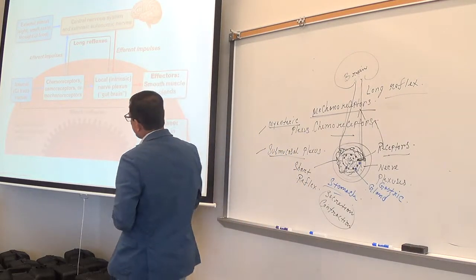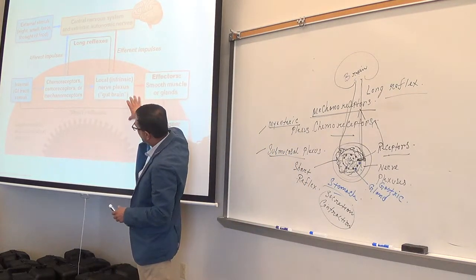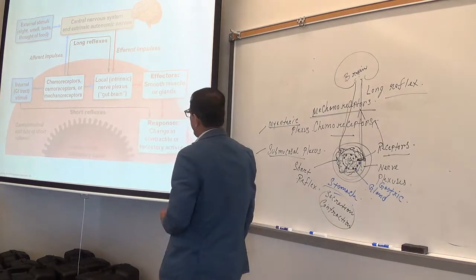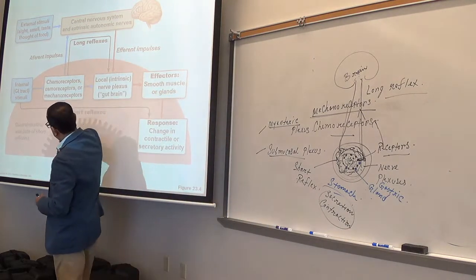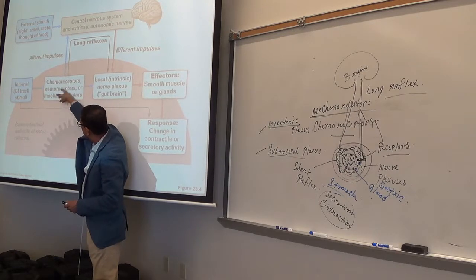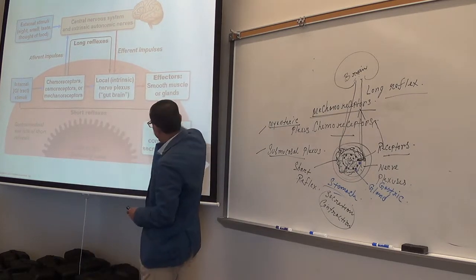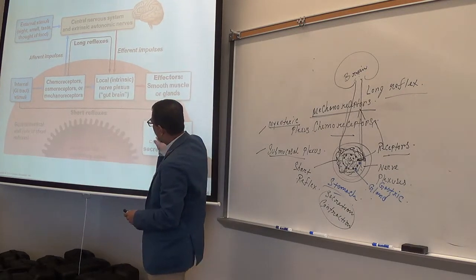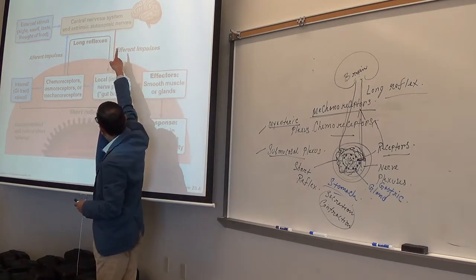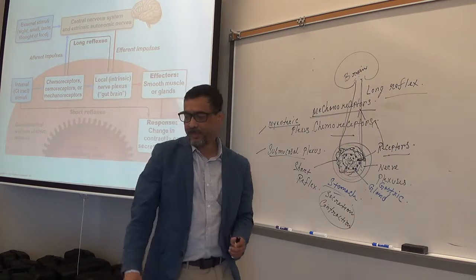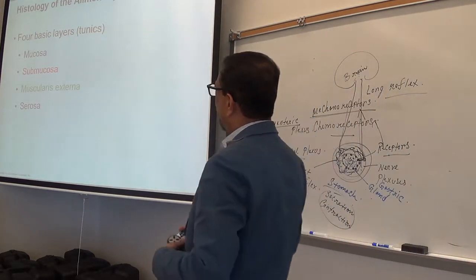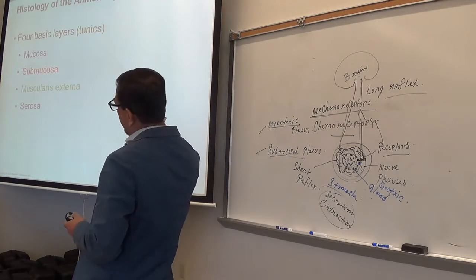So look at this now. This is the lumen, this is the wall, okay? So when food enters into the stomach, okay, the receptors are activated, the chemoreceptors and mechanoreceptors are activated, right? And then intrinsic plexus will be activated. And that is the short reflex. Also, the signal can go to the central nervous system and then come back to cause the secretion and contraction. That is the long reflex, okay? So those are two ways the contraction and secretion are controlled.